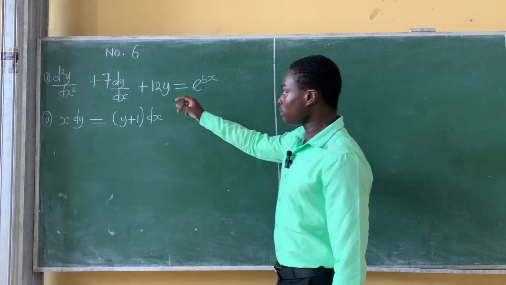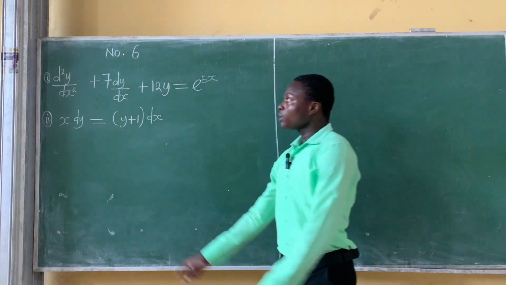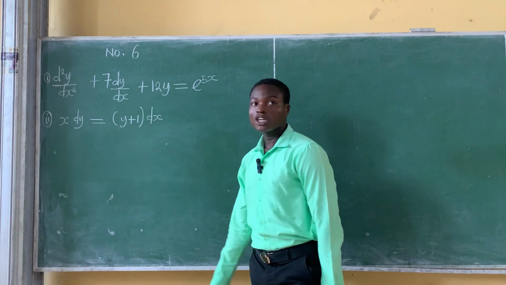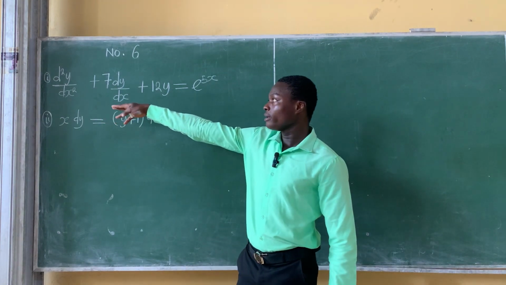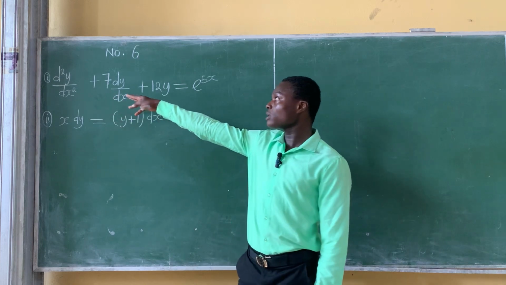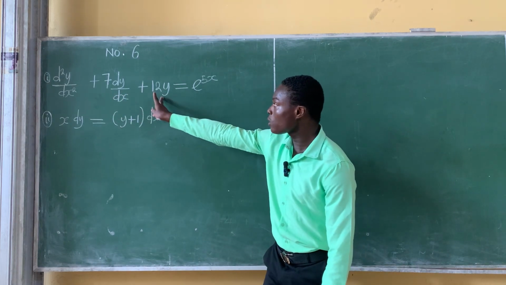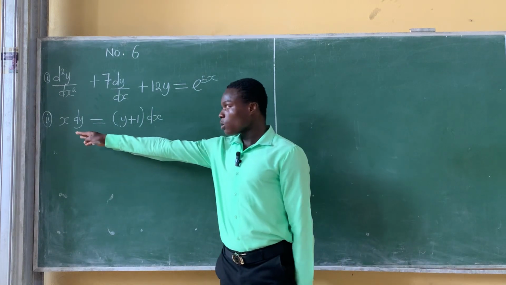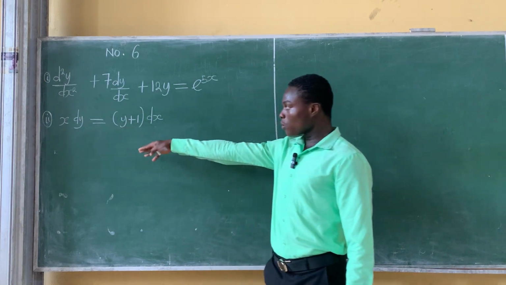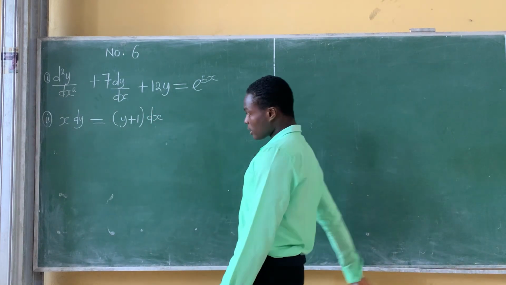So let's take question number 6. The question says we should solve the differential equation. (i) d²y/dx² + 7 dy/dx + 12y = e^(5x). And the second one is x dy = (y + 1) dx.